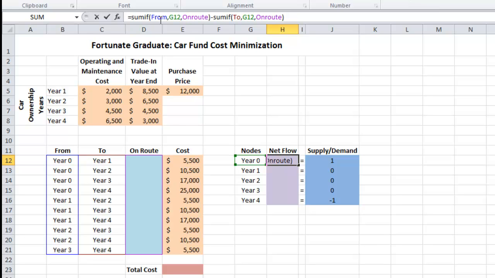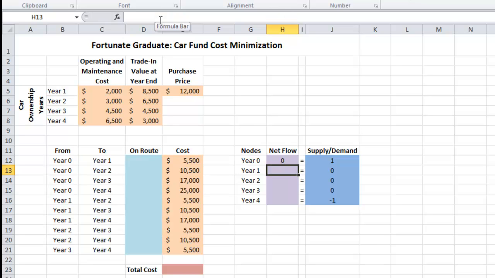But for the cell we are currently in, it will eventually be 1 minus 0 to equal 1 in our supply-demand side. So let's go ahead and hit enter. And of course it's 0 right now because there are no values in the on route column. That's what Excel is going to provide for us. So for this column, we can just use the fill feature. We'll just drag all the way down to year 4. If you notice, it changes them to G13, G14, G15, and G16.